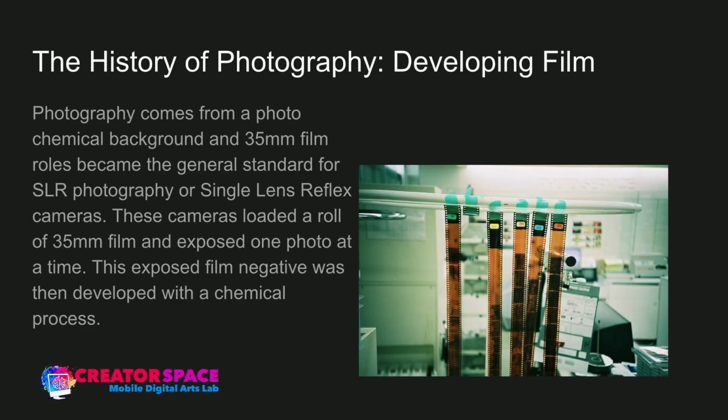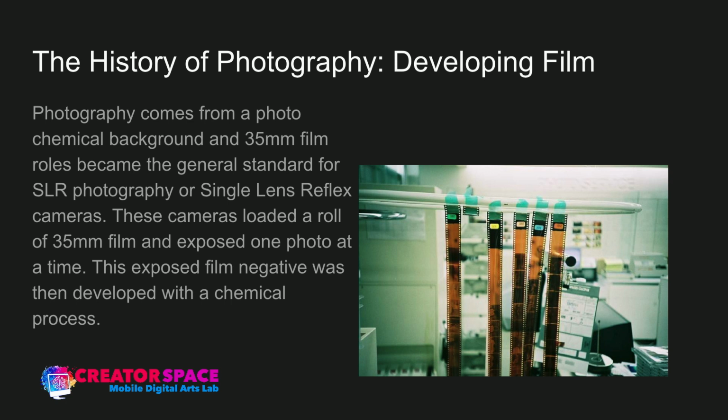Okay, so the history of photography, as I mentioned, here's a little more background on it. The photochemical background of photography comes essentially with 35 millimeter film rolls, 24 to 36 exposures. You take pictures, and that was the single lens reflex, so SLR photography. We're familiar now with DSLR, digital single lens reflex photography. So you loaded a roll of 35mm film, and then you exposed one photo at a time. You'd have 24 or 36 photos.